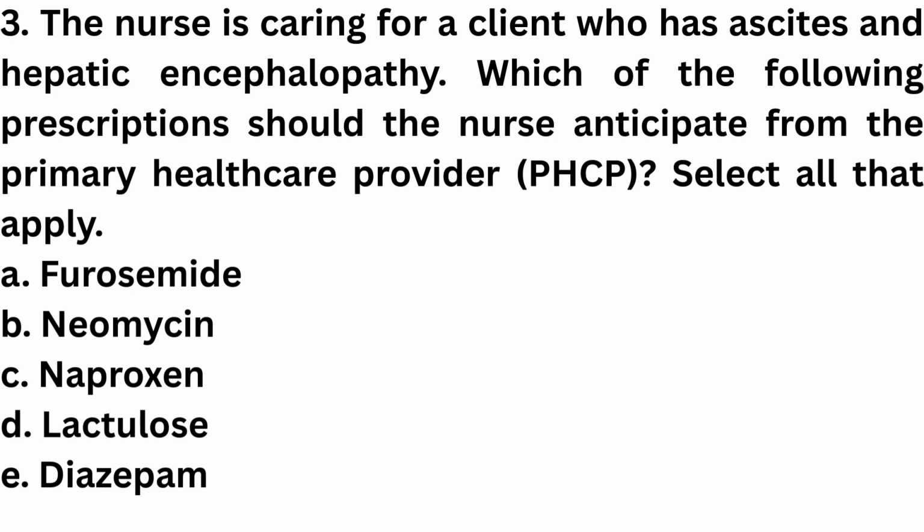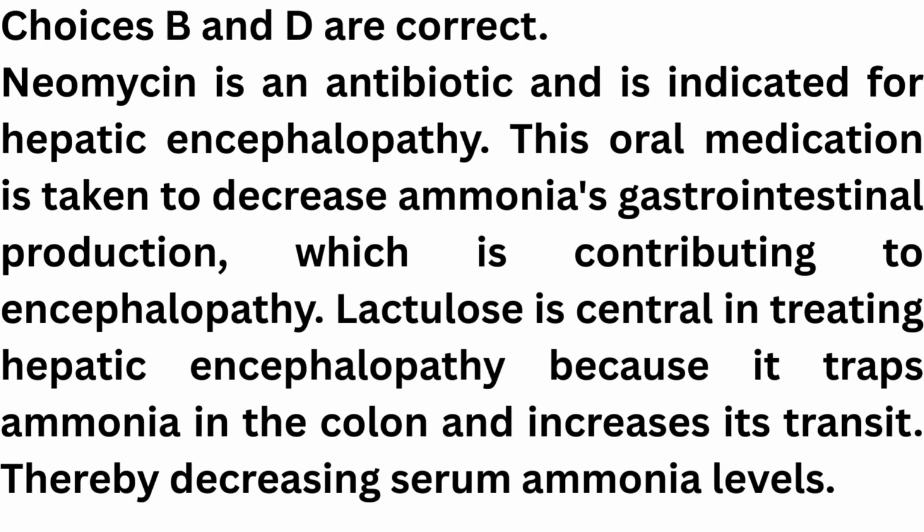3. The nurse is caring for a client who has ascites and hepatic encephalopathy. Which of the following prescriptions should the nurse anticipate from the primary healthcare provider, PHCP? Select all that apply. A. Furosemide. B. Neomycin. C. Naproxen. D. Lactulose. E. Diazepam. Choices B and D are correct.